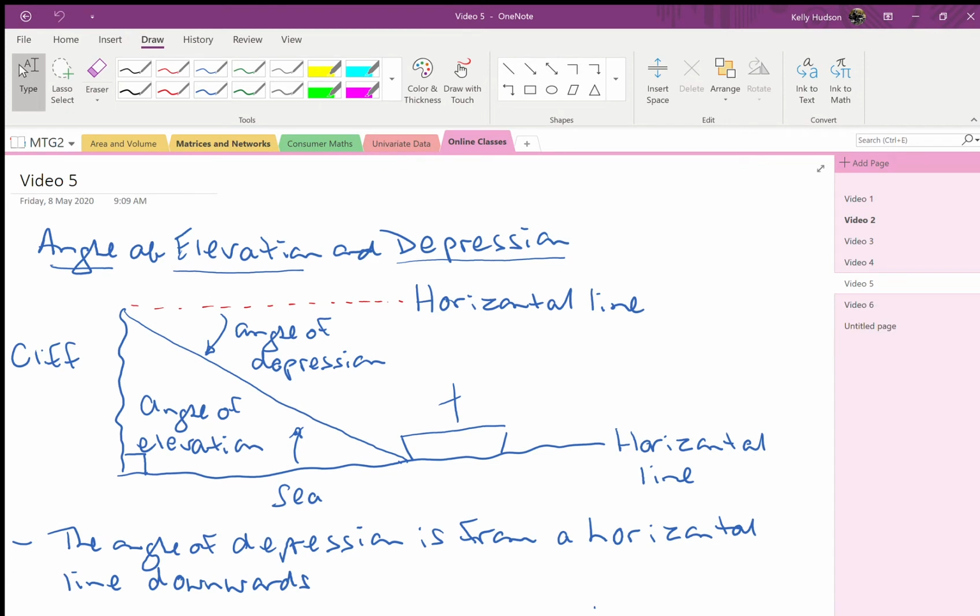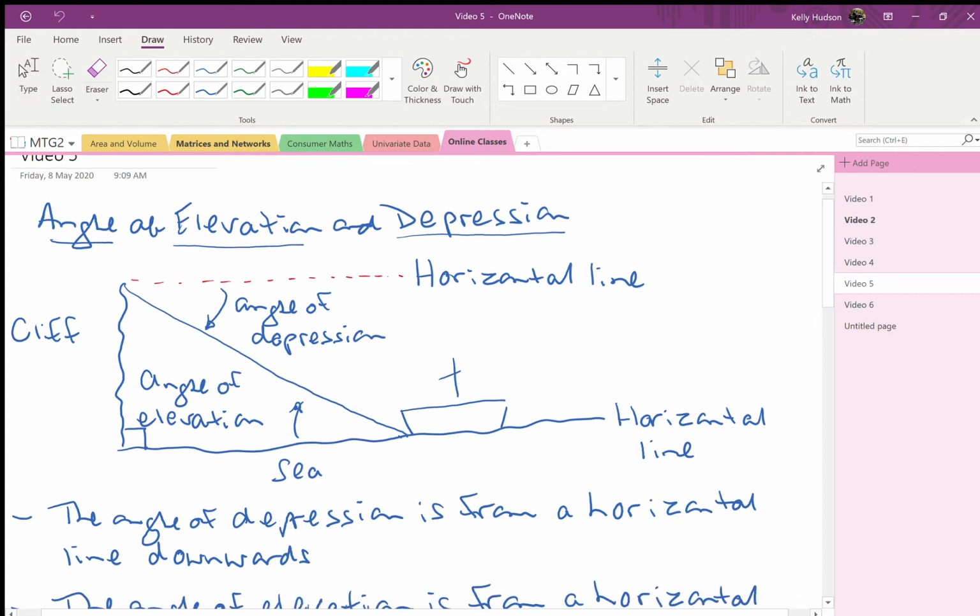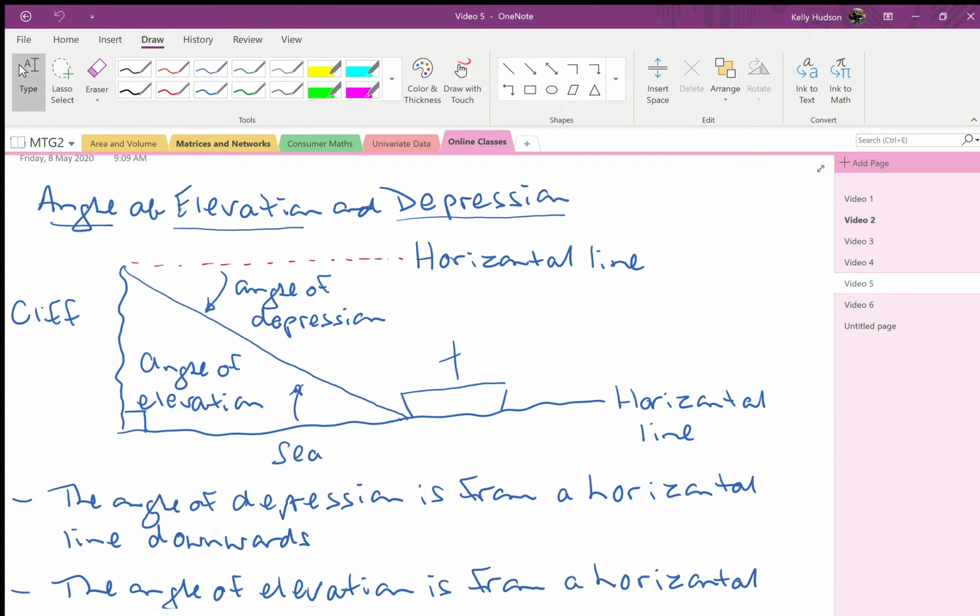Okay, for this next topic, we're looking at angles of elevation and angle of depression. So I wanted to first of all talk about what they are and how you actually measure them. So in the diagram, we've got a cliff, and for this cliff, there's the sea below it, and there's a boat sitting out in the ocean. Now, there's two types of measurements from here. One is an angle of depression, and the other is an angle of elevation.